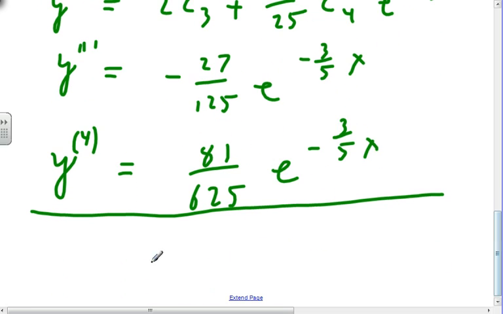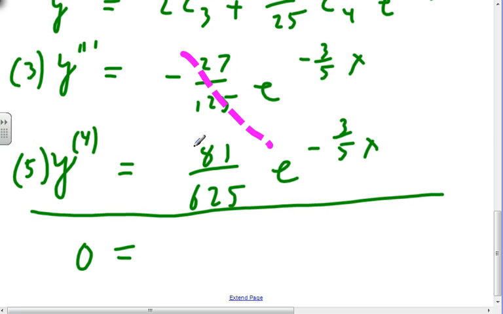Now I'm supposed to have 5 of those guys and 3 of these guys, and when I get done I should have 0. And I see that 3 times 27 is 81, and 5 goes into 625 125 times. Those guys will go away. 0 is equal to 0, check. Okay, we'll move on to 16.